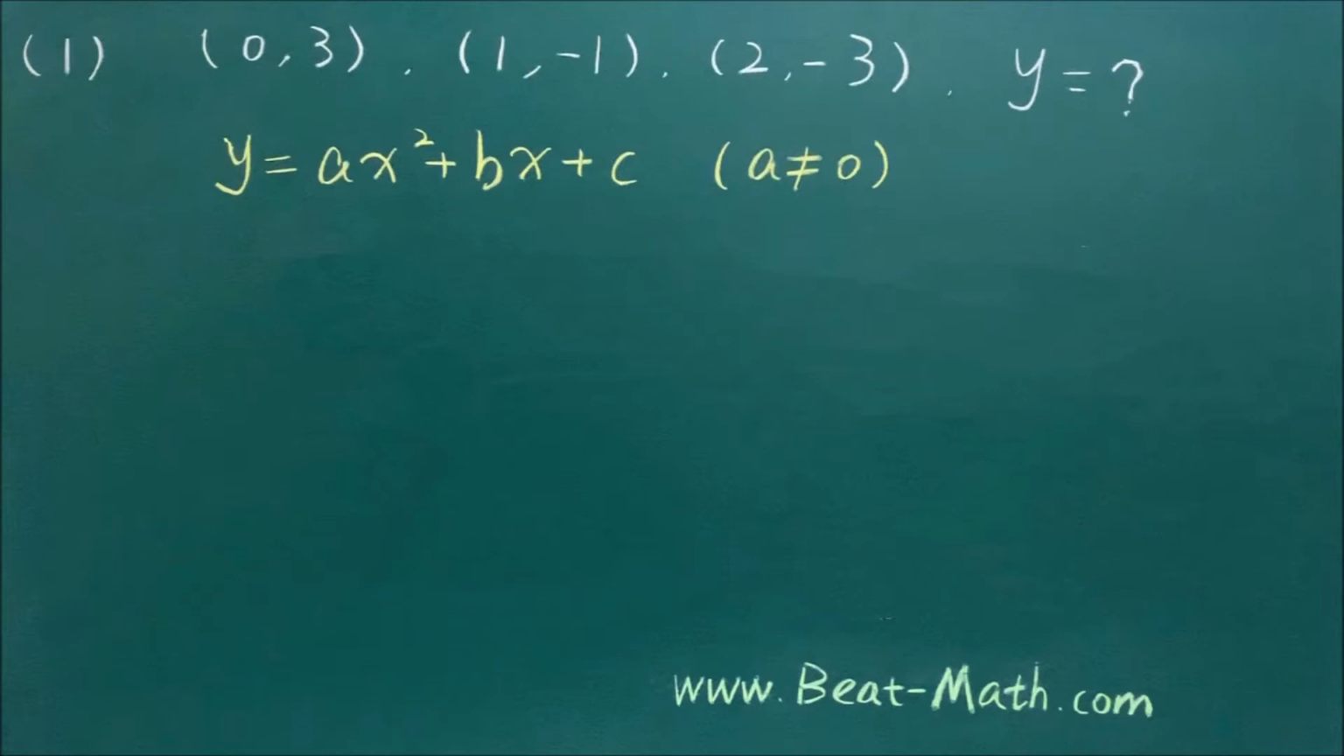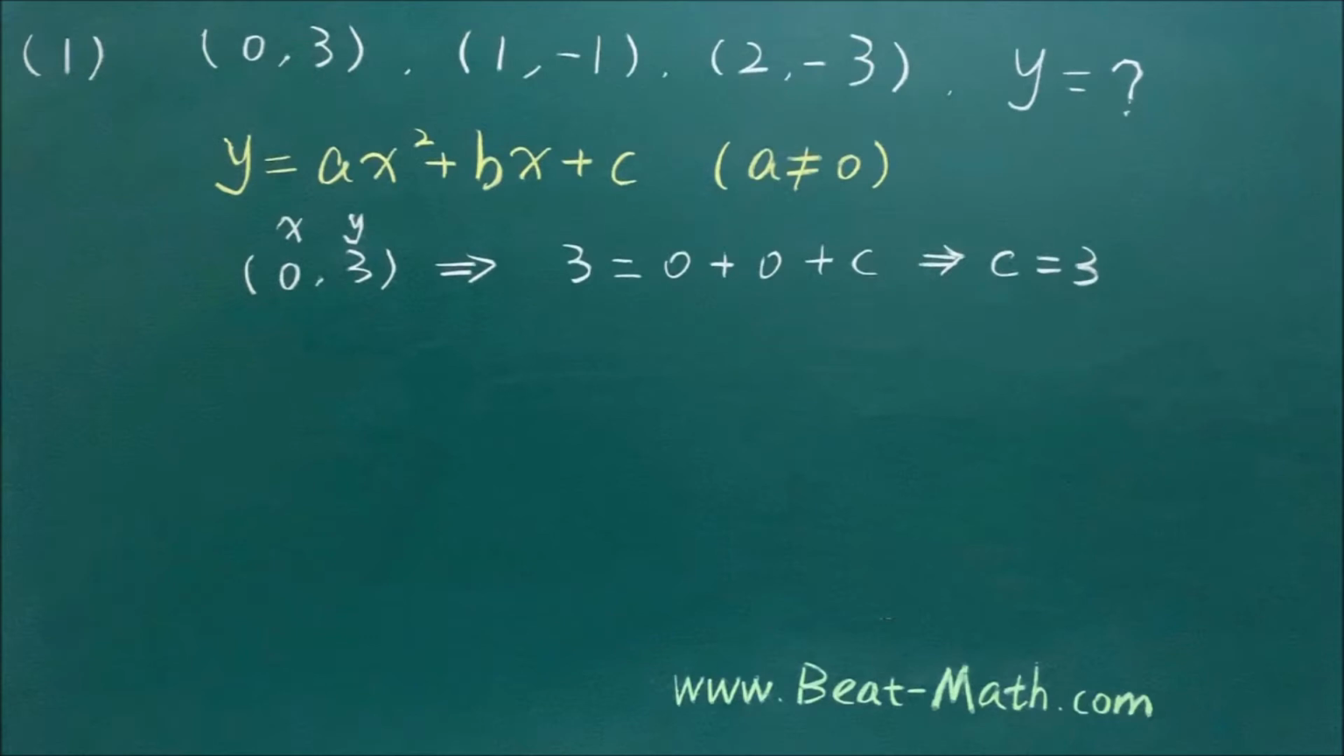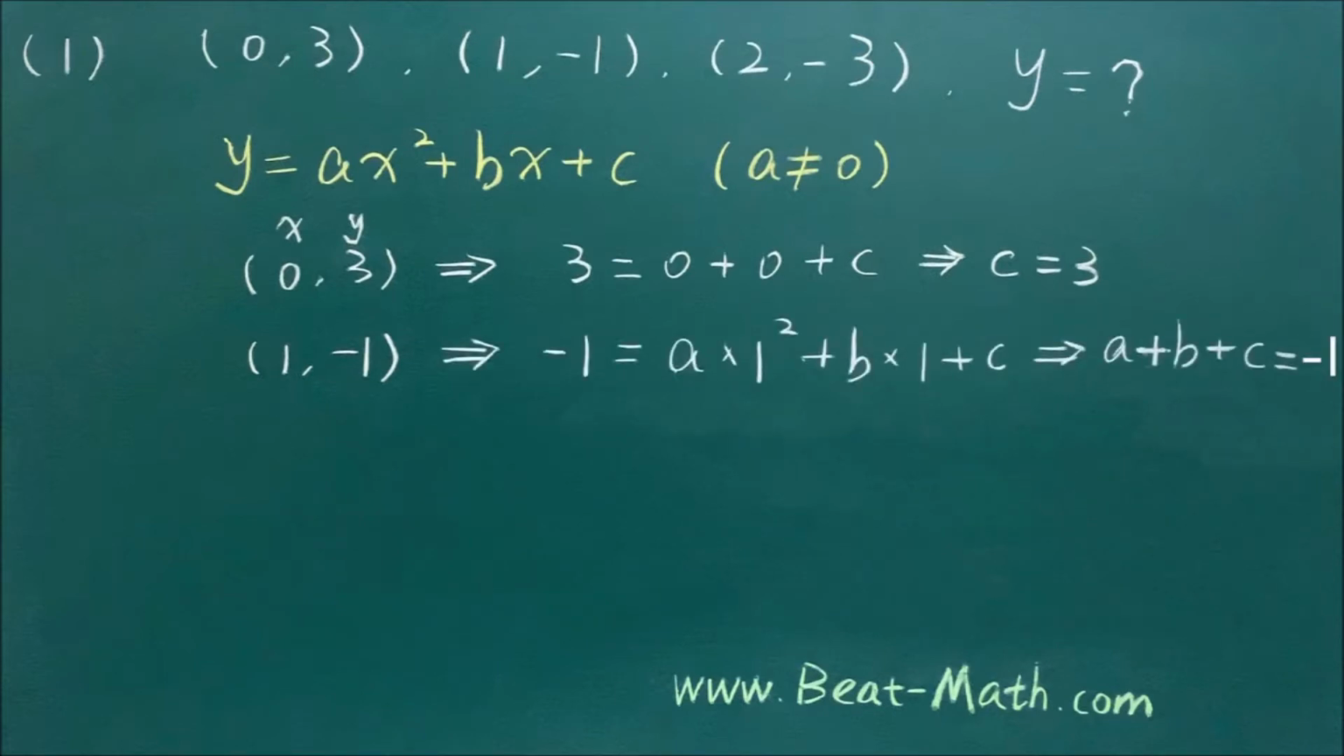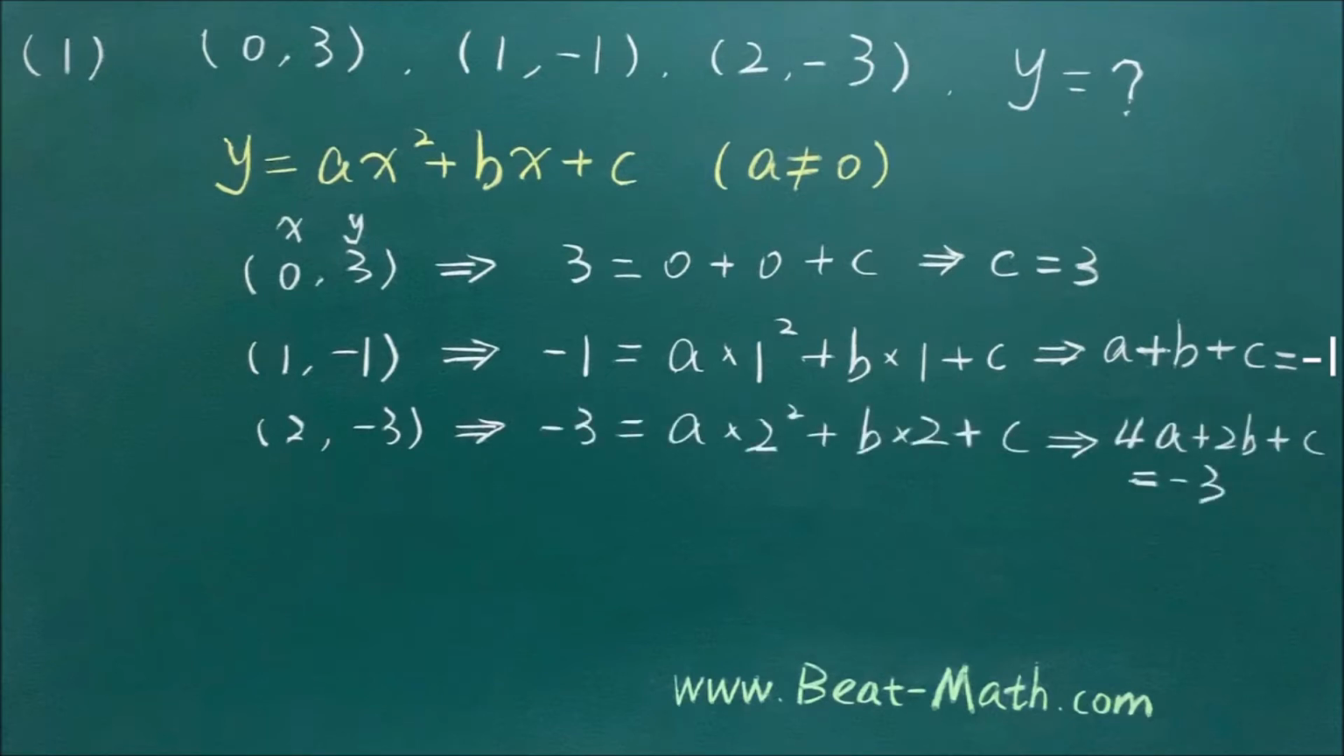When we plug in x equals 0 and y equals 3, the x coordinate and the y coordinate of the point (0, 3), we get 3 equals c, or c equals 3. We plug 1 and -1 into the function and get -1 equals a plus b plus c, or a plus b plus c equals -1. We plug 2 and -3 into the function and get -3 equals 4a plus 2b plus c, or 4a plus 2b plus c equals -3.